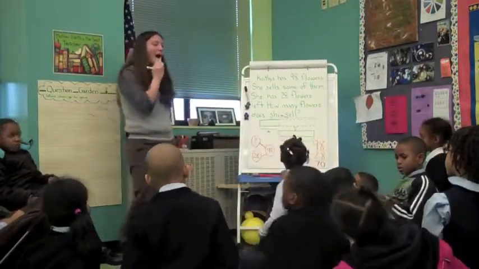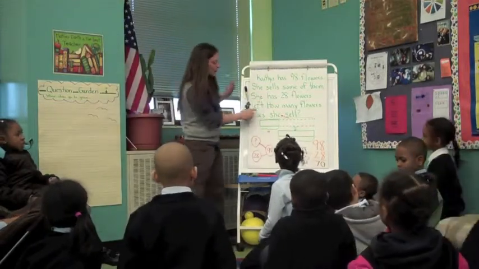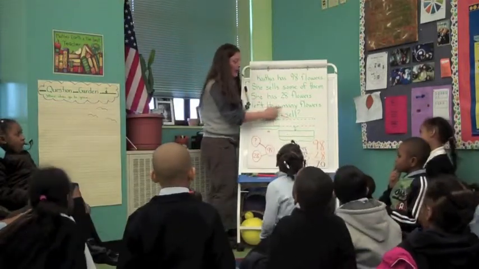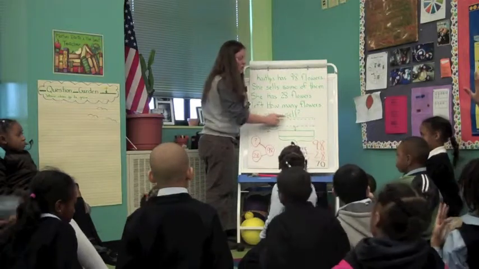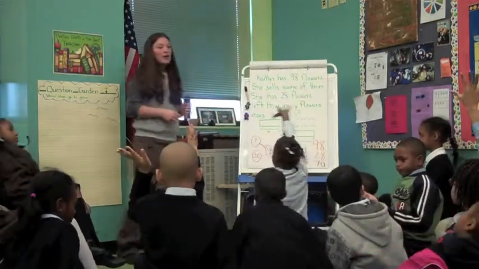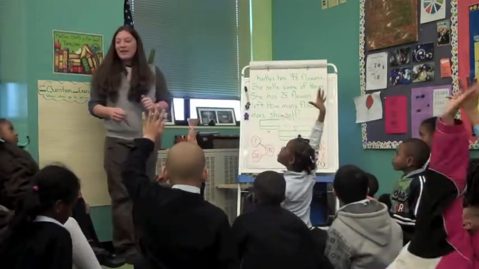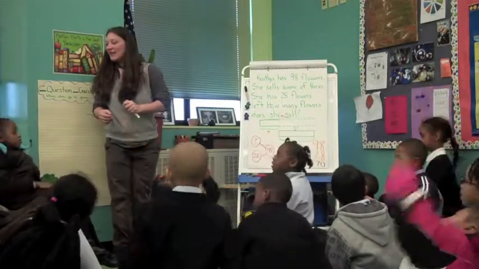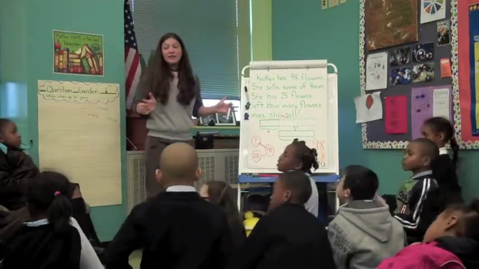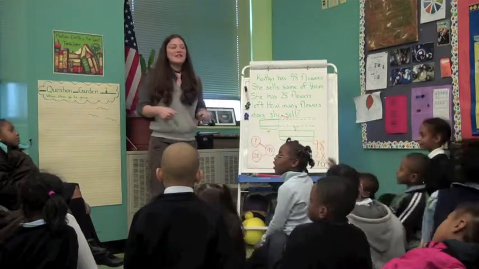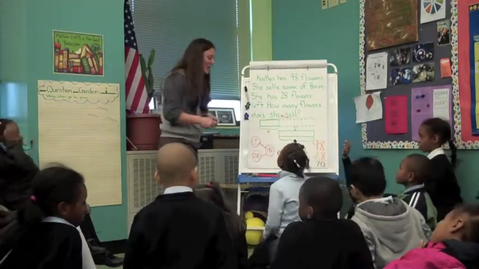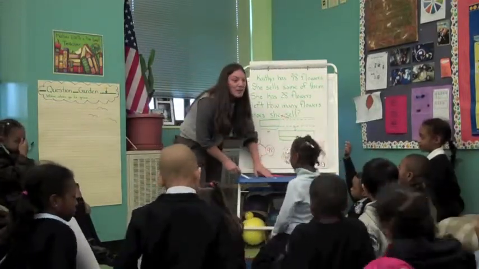So, how many flowers, right? Because that's the question that we're solving for. How many flowers does she sell? 70. 70 monkeys? No. 70 flowers.